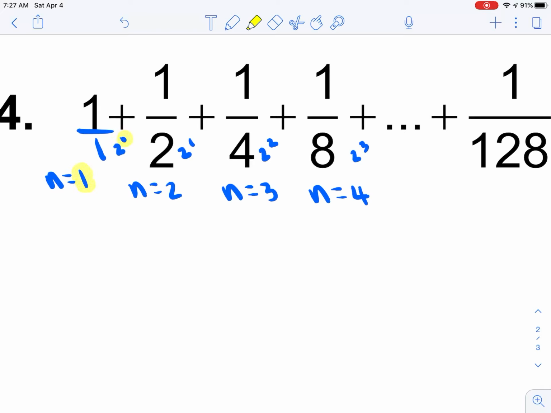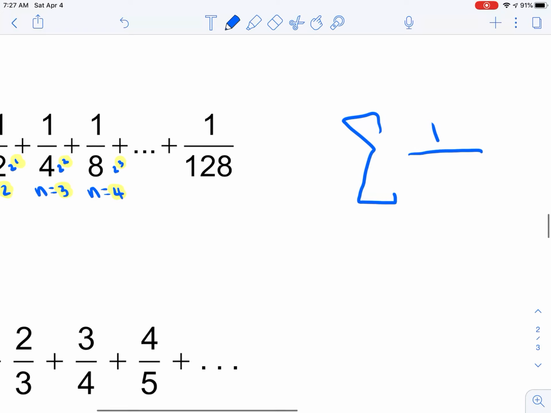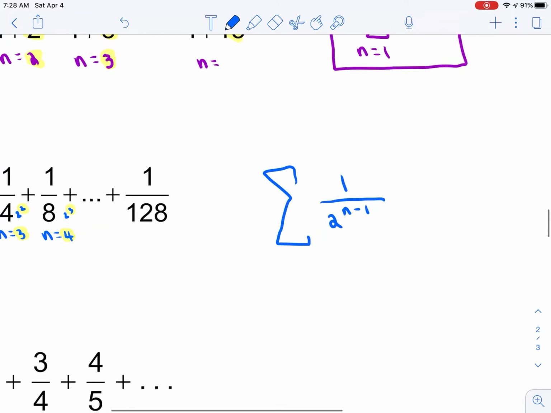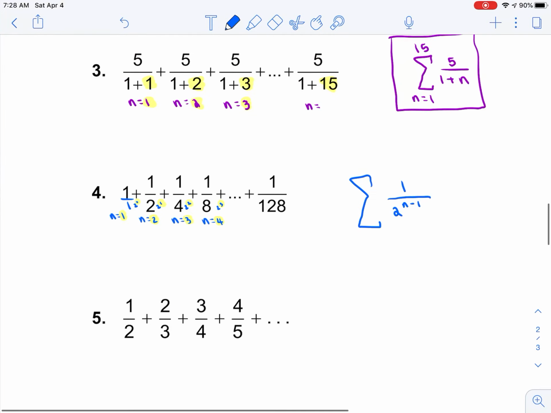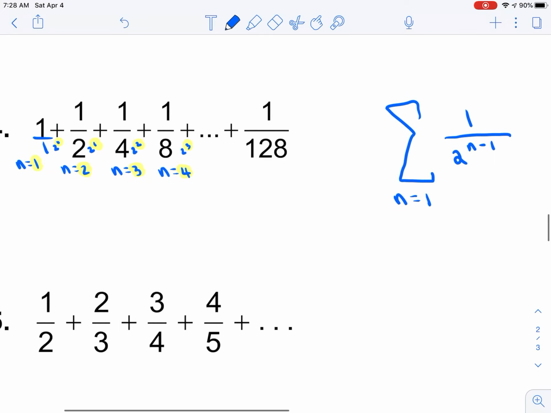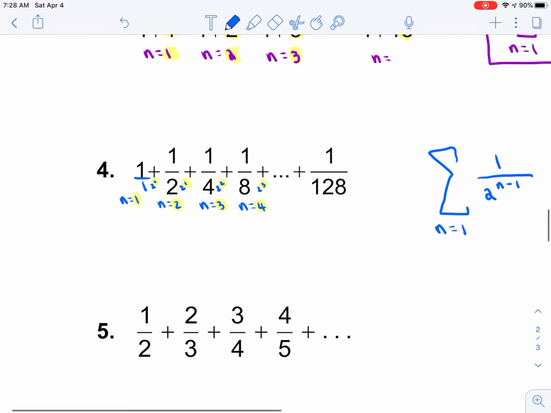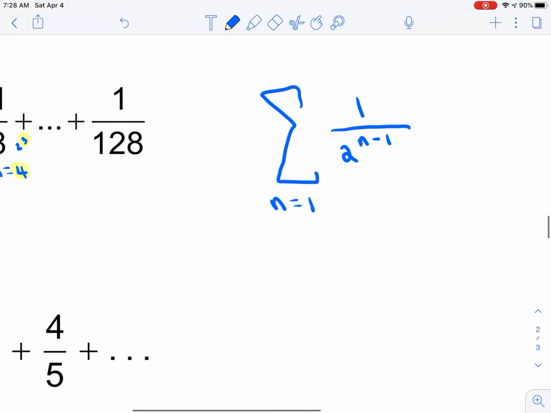Now you need to connect that power to the n value. And if you notice, it's always 1 less. So what I can do is I can say that this is 2 to the n minus 1 power. If it was just 2 to the nth power, notice that that wouldn't work because that would make this term 2 to the 4th power. But we want to subtract 1 from the n value to get that power. Now, from here, we can start our counter with n equal to 1 and just make sure it works. If I sub in a 1 to this formula, I should get 2 to the 0 power, which is equal to 1, and I do get that first term.